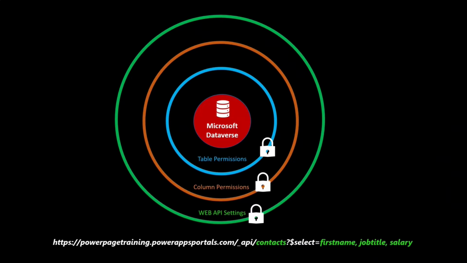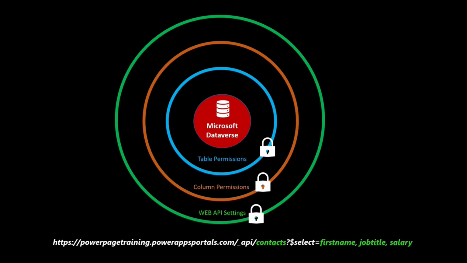Once you enable the Web API feature on a particular table and on particular columns, then on top of it, you can provide the column permissions as well. So let's say I have applied the Web API enable functionality on the contact table. That means I can retrieve the contact data, and I have also mentioned in the settings which columns I can retrieve: first name, job title, and salary. Okay. Now, that doesn't mean that you have provided the first name, job title, salary in the settings.